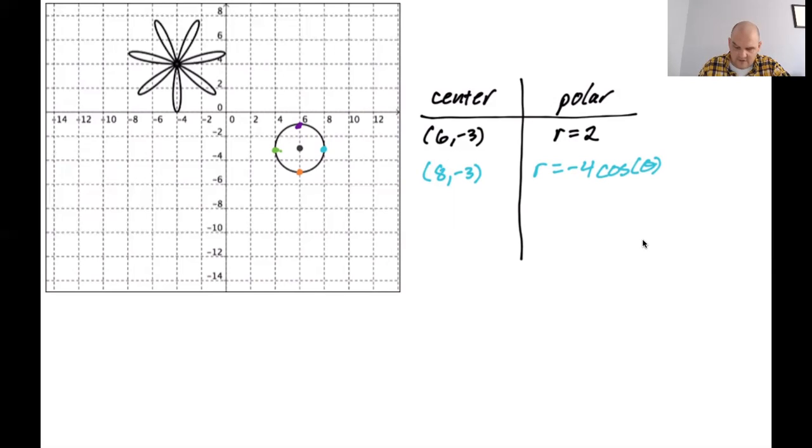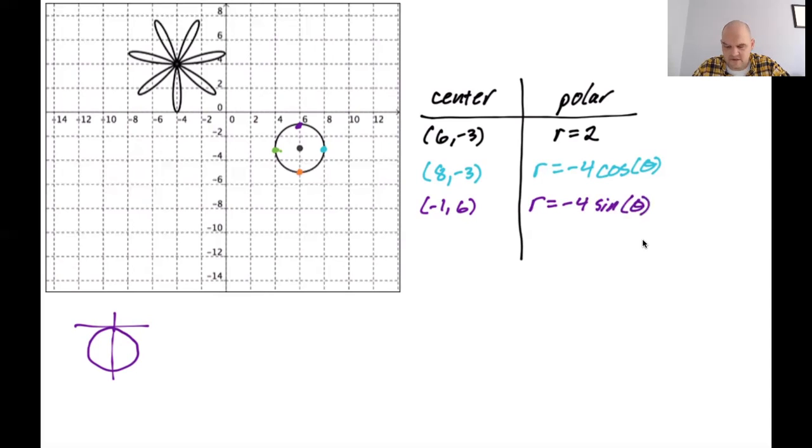So what if our center was actually -1, 6? Okay, if it's -1, 6, then this is a circle that is centered on the negative. So maybe if I draw it, let me draw it over here. It would be like this. So that's going to be a circle on the negative y-axis with a diameter of 4. So r equals -4 sine theta. I like that there are so many ways to write this. It's really interesting to me that that's a possibility.